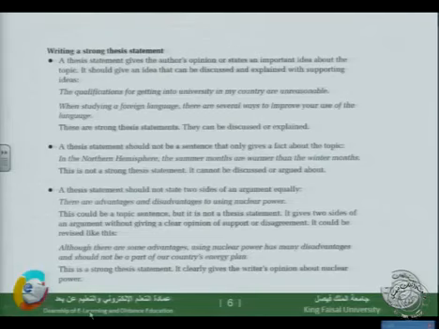Although there are some advantages, using nuclear power has many disadvantages and should not be part of our country's energy plan. This is a strong thesis statement, and it clearly gives the writer's point of view. The writer says that we should not have nuclear power in our country. So he's going to explain how and why he's thinking this way, and where these ideas come from. So we have something to discuss.